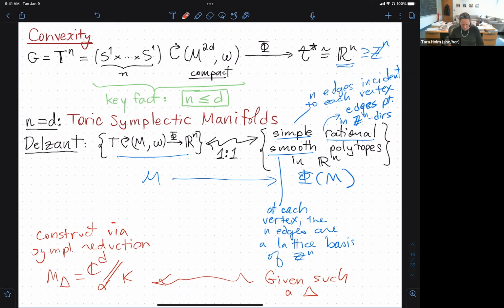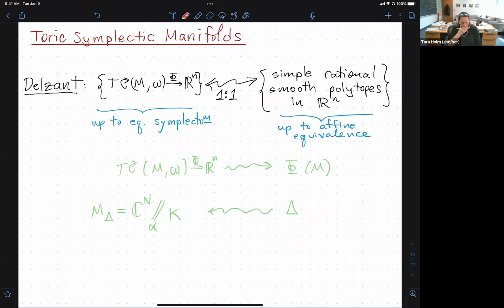I think that's all I want to say about that. Oh, I already had made a slide of that. So this is saying the same thing. If we take such a manifold, we produce its moment polytope, and going backwards, we produce a symplectic quotient. And of course, when you say one-to-one, what do you mean up to? On the left-hand side, this is up to equivariant symplectomorphism. And this will come up in a bit, actually: there can be different Hamiltonian torus actions on the same manifold.